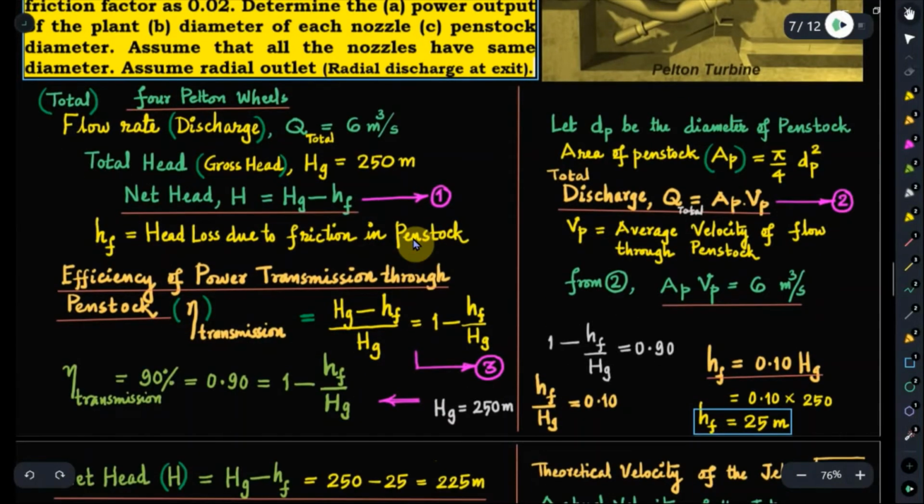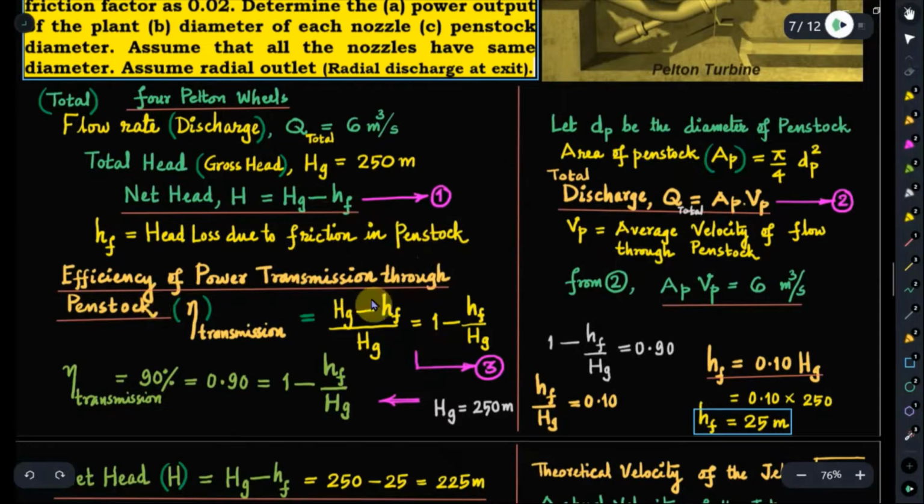Now we will consider the data. The total discharge is 6 meter cube per second. The total head or gross head, that is 250 meters. We can denote it by H suffix G. We know that the net head for producing useful work is given by H is equal to Hg minus Hf, where Hf is the loss of head due to friction in penstock pipe.